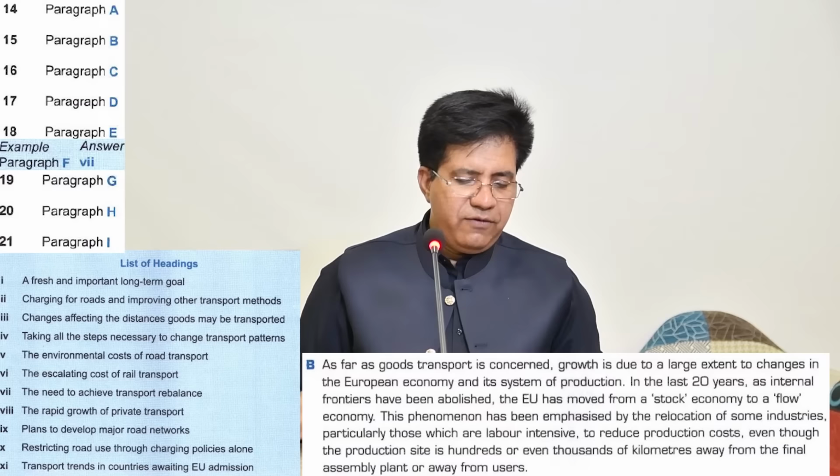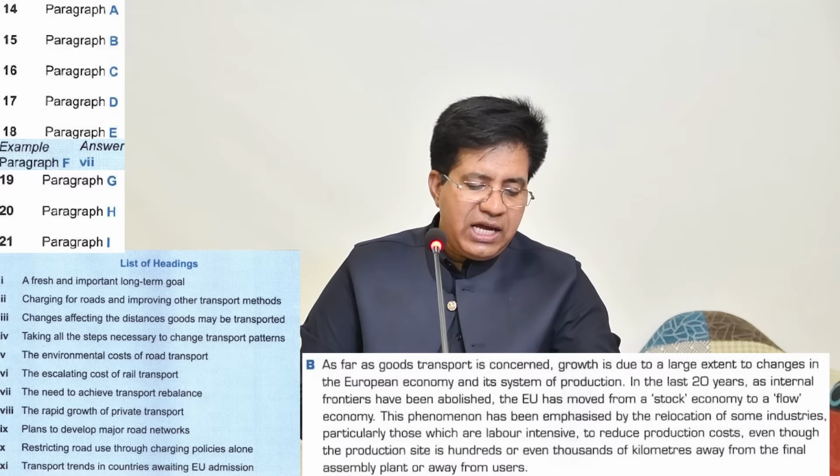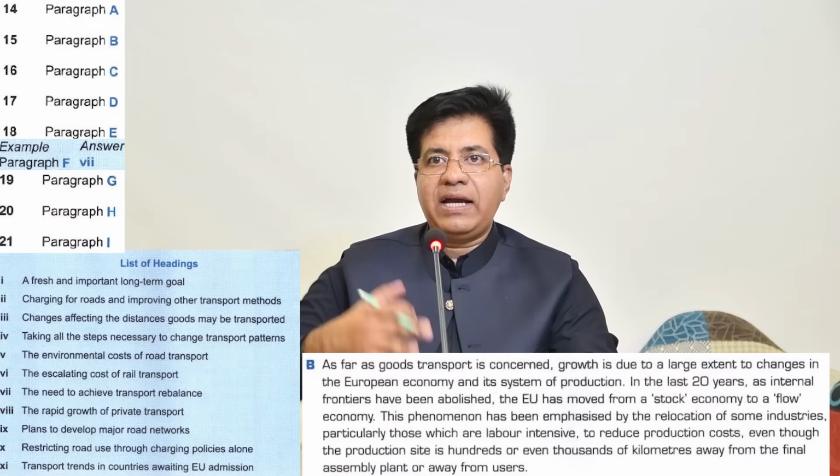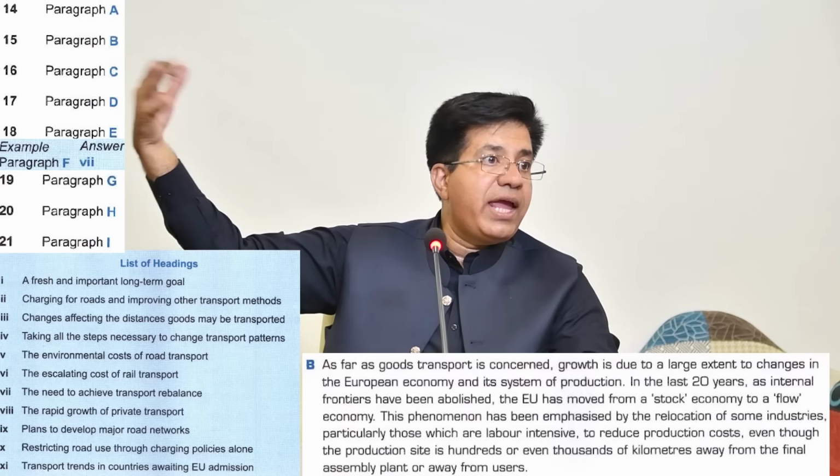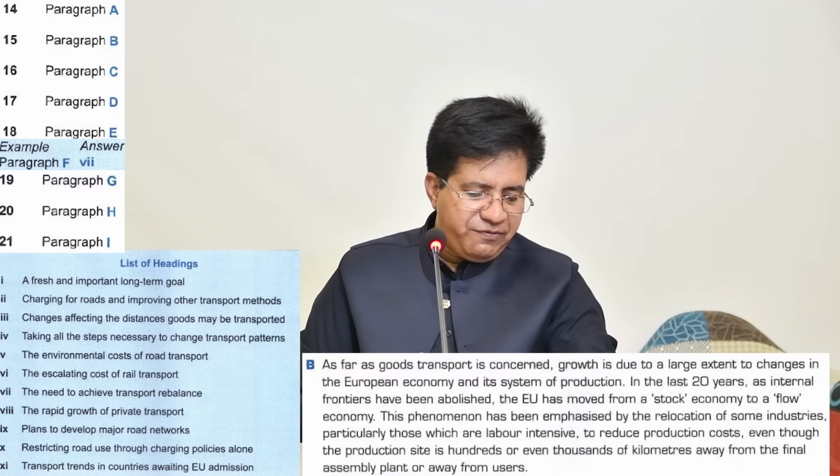Heading number three. What is that? Changes affecting the distance goods may be transported. Changes affecting the distances. Now, to reduce the cost, that is the change. They are moving away. For example, most of the products are now built or made in China, and then they are transported to that country. Okay. So for question number 15, heading number 3 is the right answer.